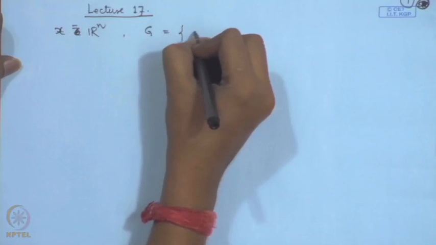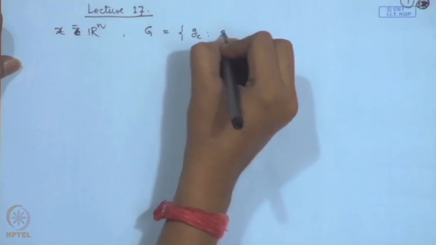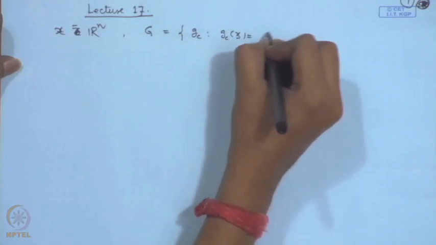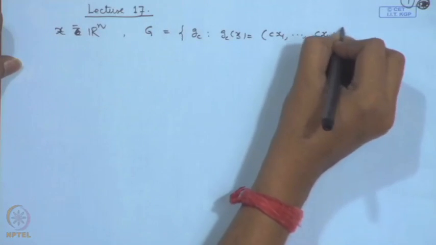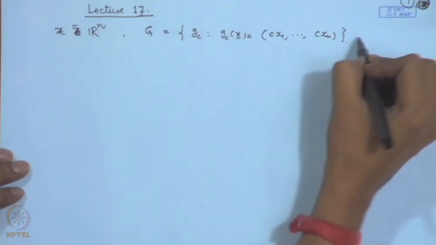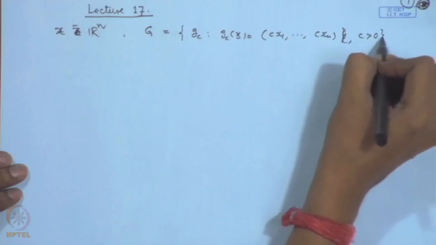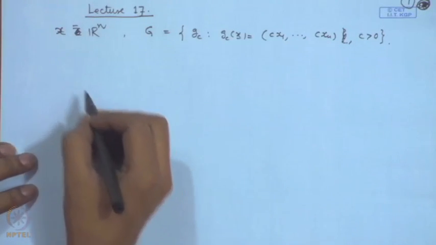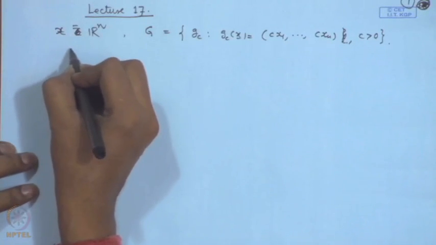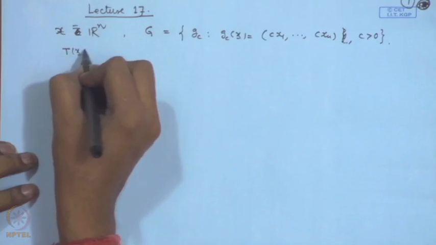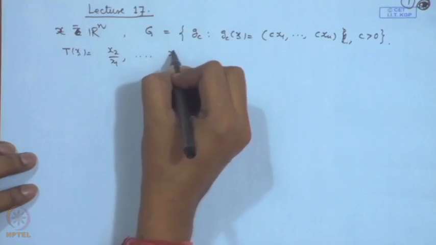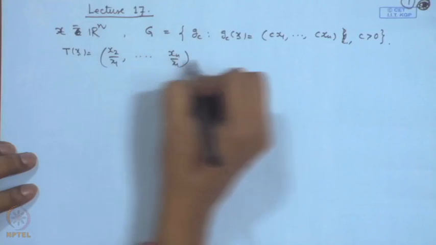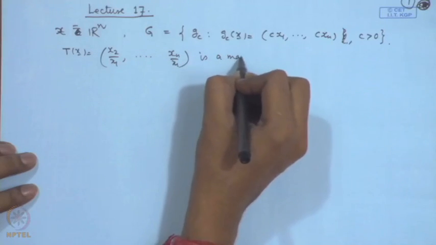So, I am considering n points, then g_C of x is equal to (C x1, C x2, ..., C x n), where C is any positive real number. In this case, T(x) is equal to (x2/x1, ..., xn/x1). This is a maximal invariant.